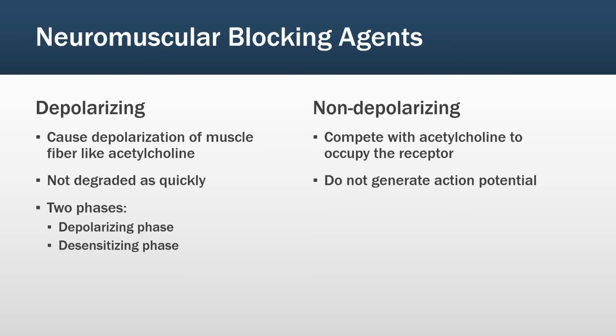There are 2 phases to the block. The first is called the depolarizing phase. Depolarizing NMBAs cause muscular fasciculations or muscle twitches while they are depolarizing the muscle fibers. Eventually, after sufficient depolarization has occurred, it moves into the second phase, which is the desensitizing phase. And at this point, the muscle is no longer responsive to acetylcholine released by the motor neurons, and we get a full neuromuscular block. The prototypical depolarizing blocking drug is succinylcholine.